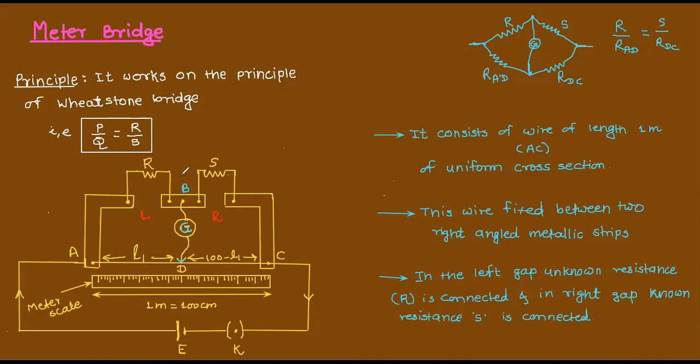Understood? One more time, listen. This galvanometer is first connected to the jockey, so this jockey will be in the air first. So first we will start from this point A. Here we will check, is the galvanometer showing zero deflection? No. Then we will go ahead again like this, again like this. At one particular length we will get zero deflection in the galvanometer. That is your balancing length.